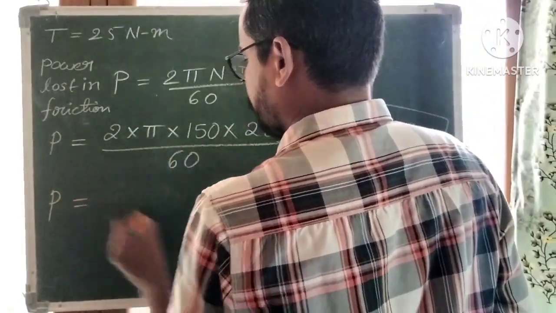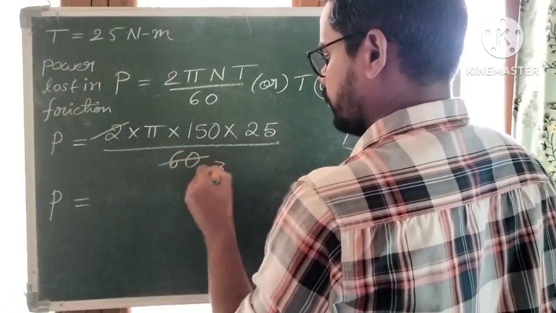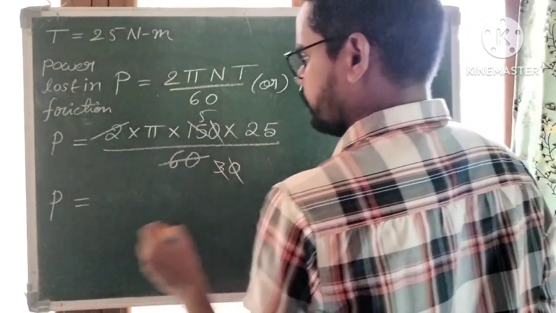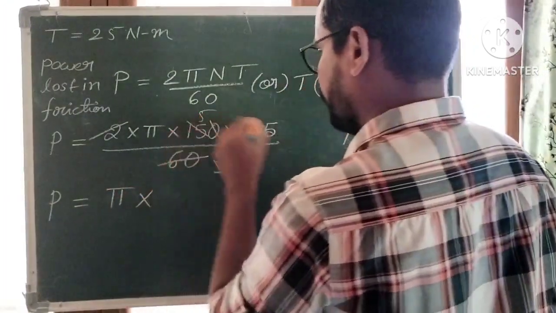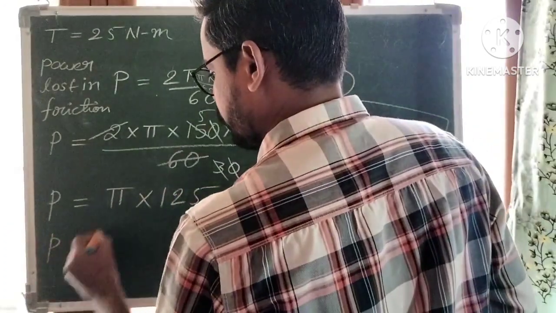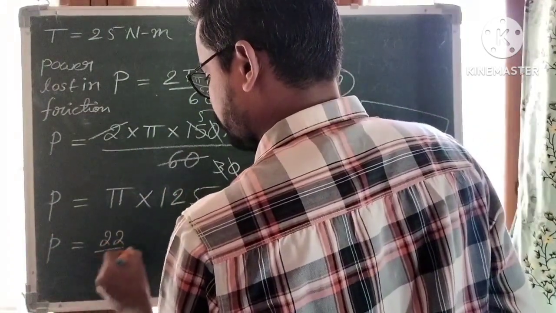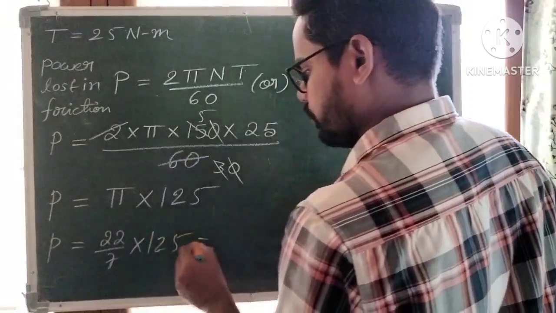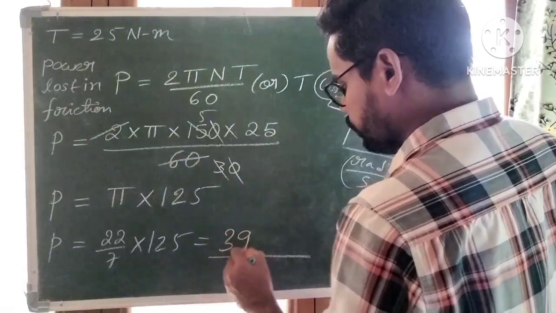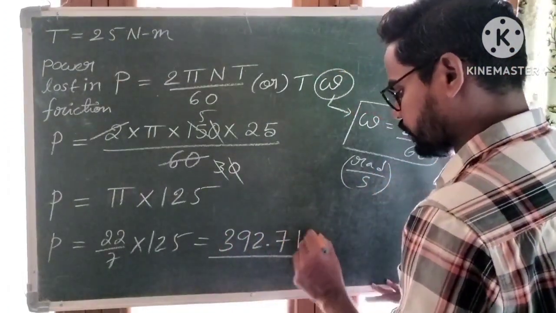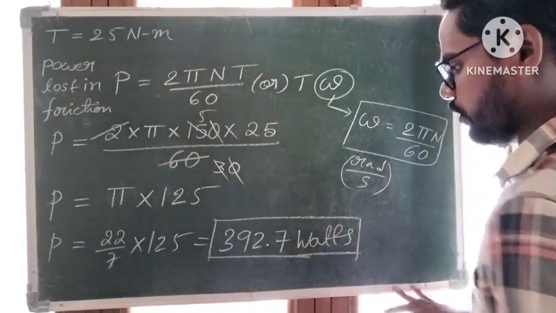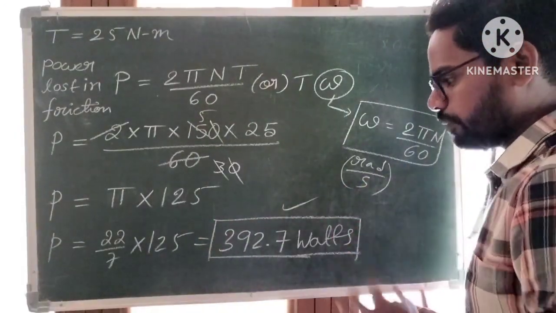So P is equal to 2 ones are 2, 30s are 60, the zeros cancel, 3 ones are 3, 3 fives are 15. So 5 into 25 means 125. So P is equal to pi, with the approximate value 22 by 7, into 125. If you calculate, you will get 392.7 watts. This much power is lost in friction if we consider the uniform pressure theory.